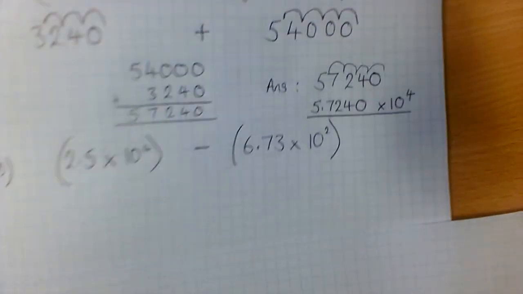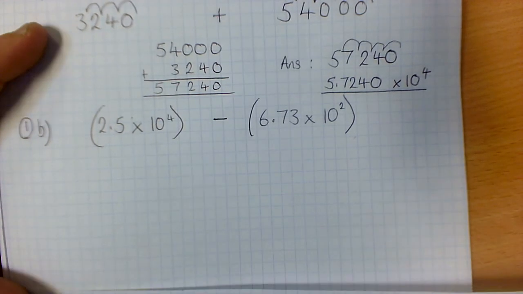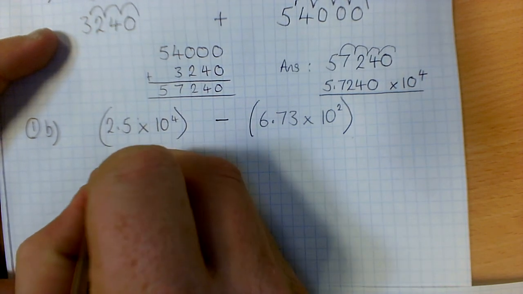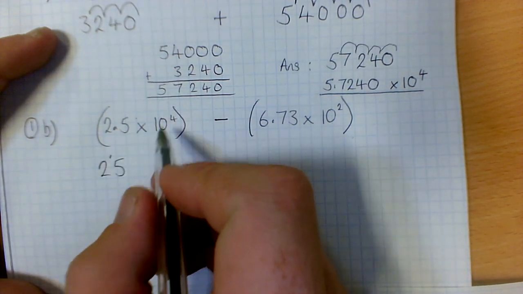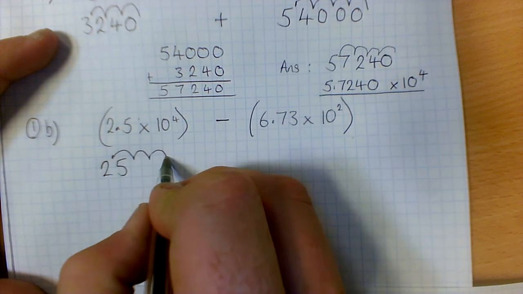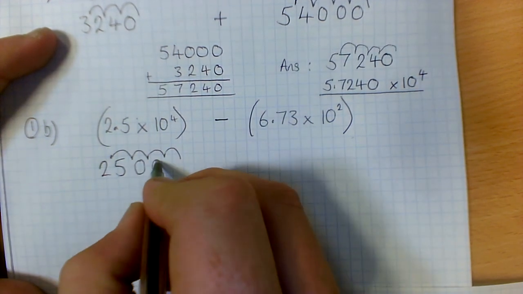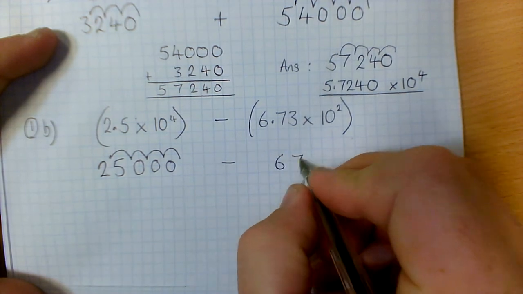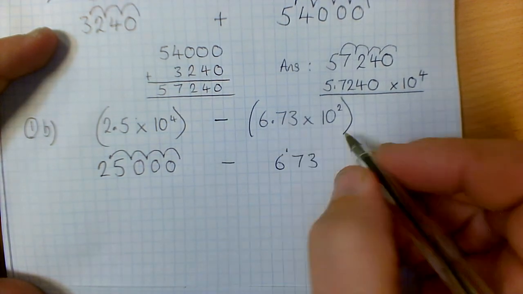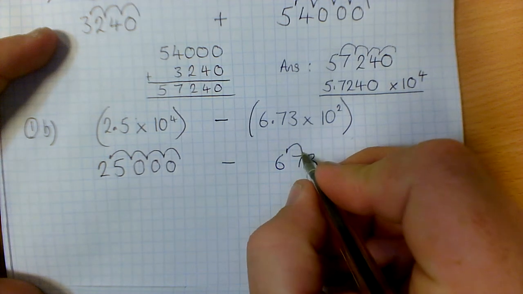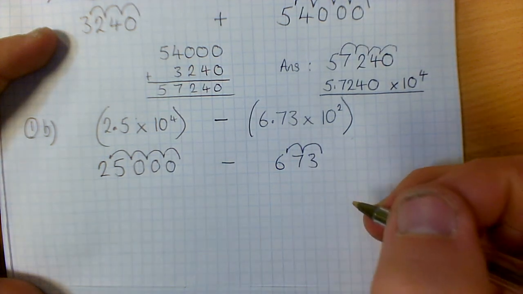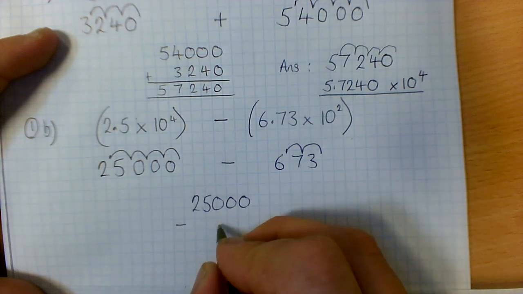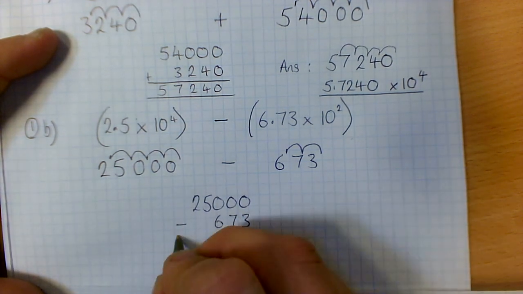Subtracting, exactly the same way. So the first thing we want to do is convert our numbers. So 25, decimal was here, times 10 to the power 4, 1, 2, 3, 4. Under the arches go my zeros. So 25,000, take away 673, mark where the decimal was, times 10 to the power 2, so 1, 2, we don't need to add any more zeros. So I've got 25,000 minus 673.